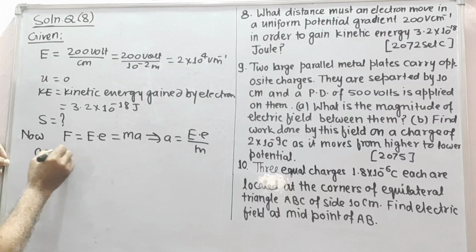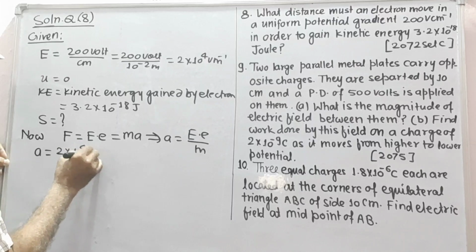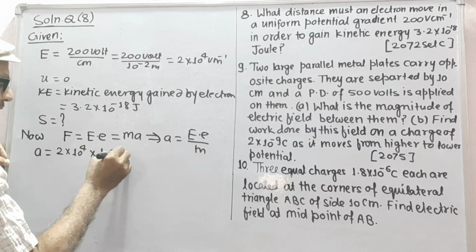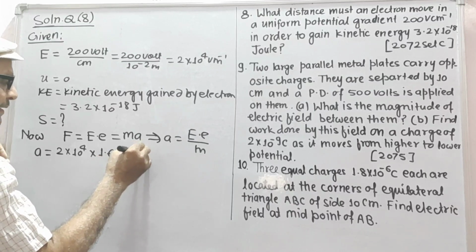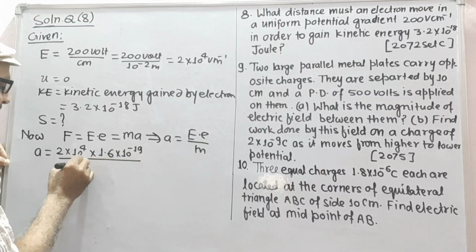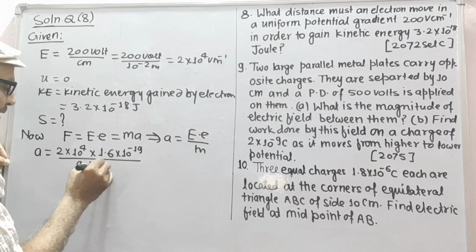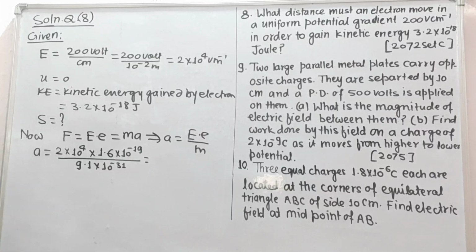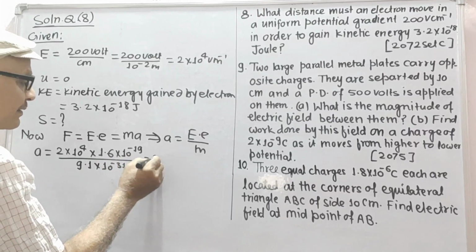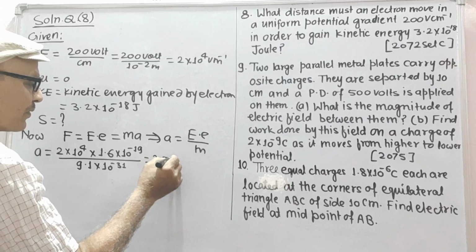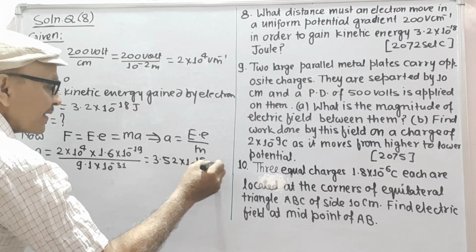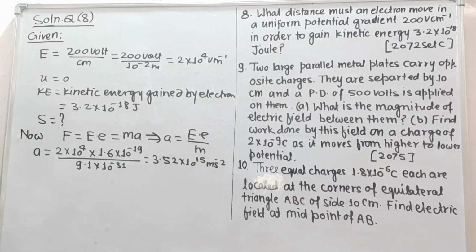So we get a as 2 into 10 to power 4 into electronic charge 1.6 into 10 to minus 19 upon electronic mass 9.1 into 10 to minus 31, which finally gives acceleration as 3.52 into 10 to power 15 meter per second square.